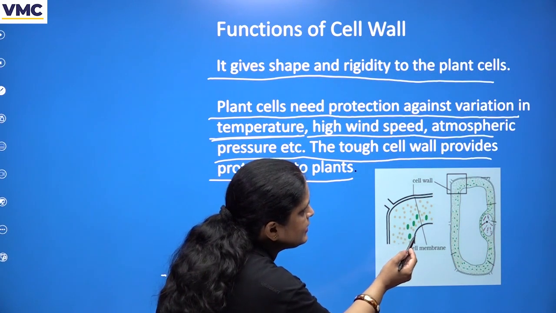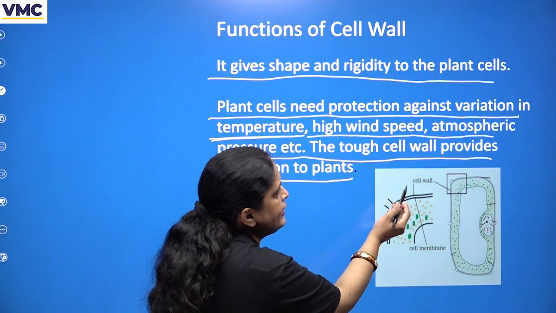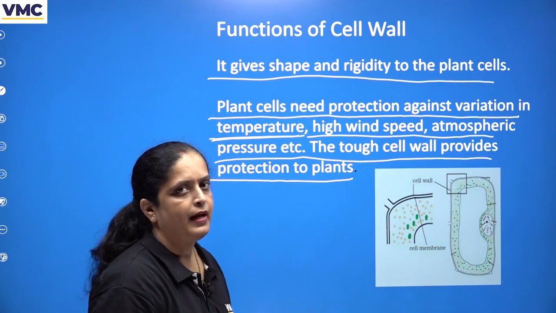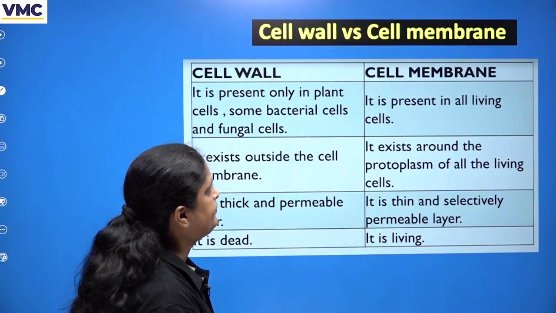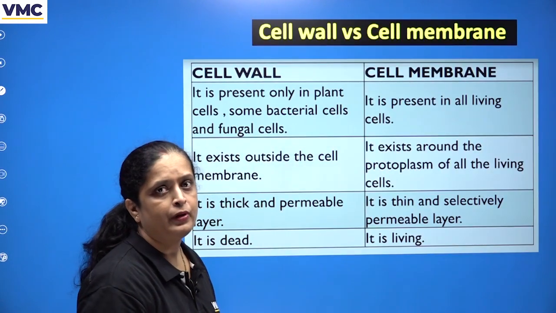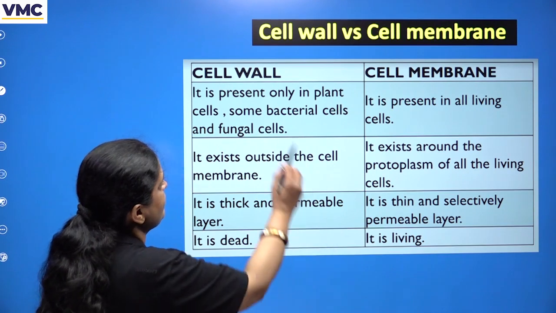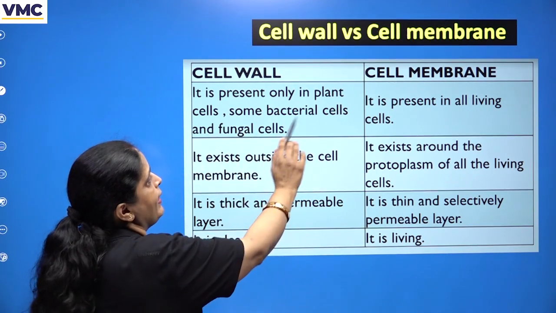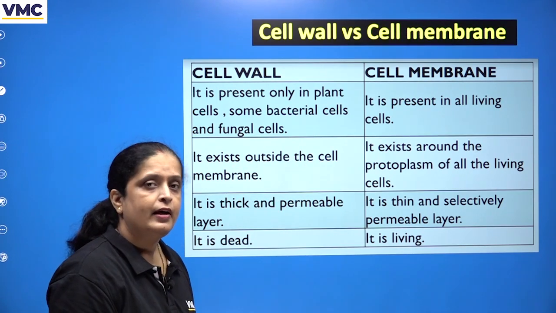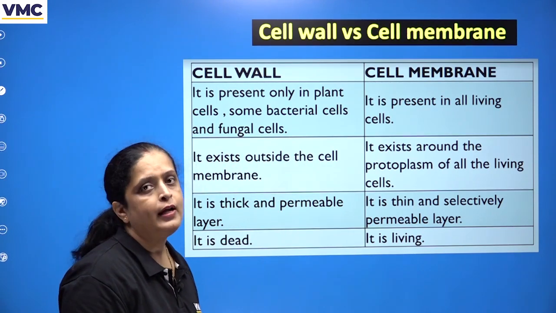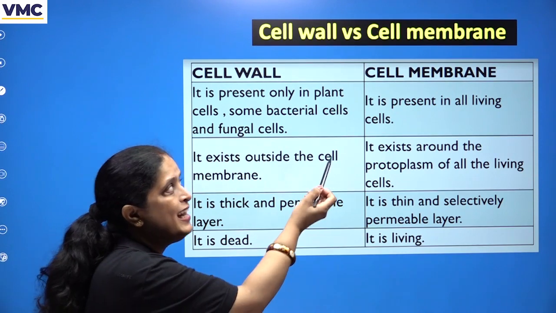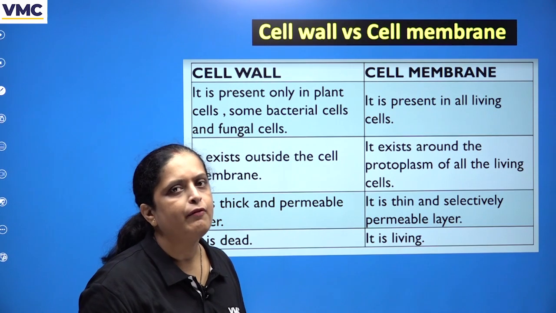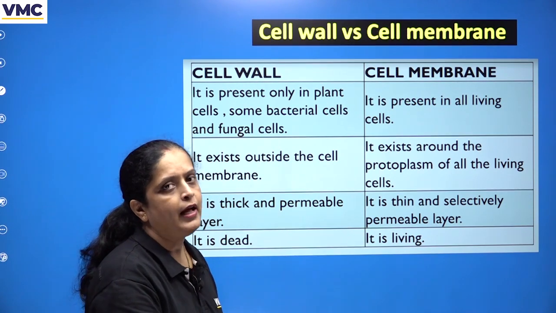Cell wall, see, this is the cell membrane which is inside, and the cell wall is outside the cell membrane or the plasma membrane. Let's go through the difference once again. Cell wall is present only in the plant cell and some bacterial cell and fungal cell. Rest of the animal cell do not have cell wall, but cell membrane is present in every cell, irrespective of whether it is a plant cell or an animal cell.